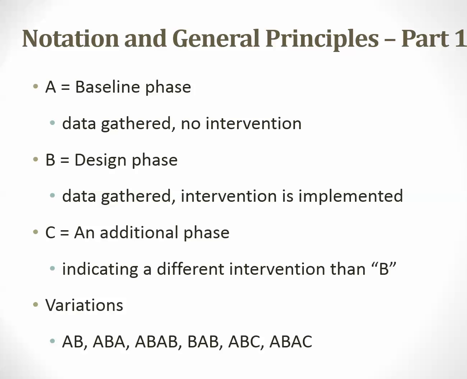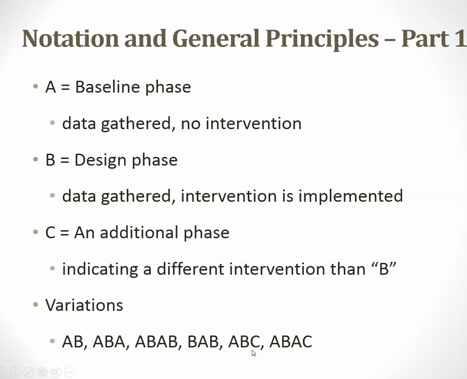And then C is an additional phase or an additional intervention or an additional treatment. All the same: phase, intervention, and treatment. C is an additional. And so it indicates a different intervention than B. It would never be the same as B. And so the example before was B was individual therapy. So let's just say C is medication. And so individual therapy has been provided, and then along comes C, and you started giving the client some medication. And so that would be an ABC design.